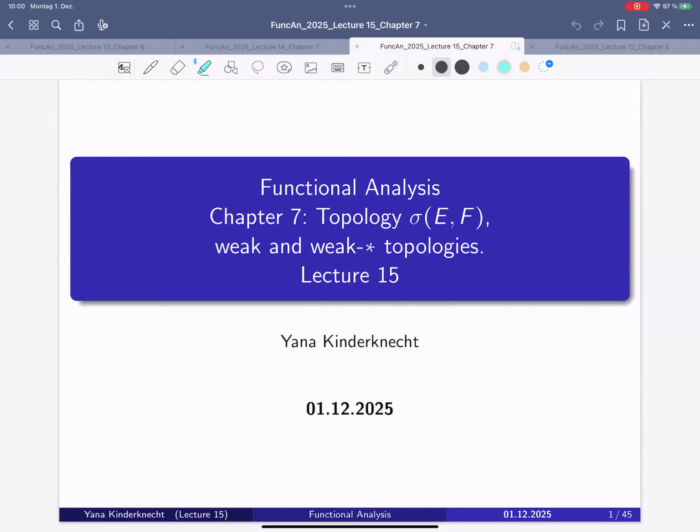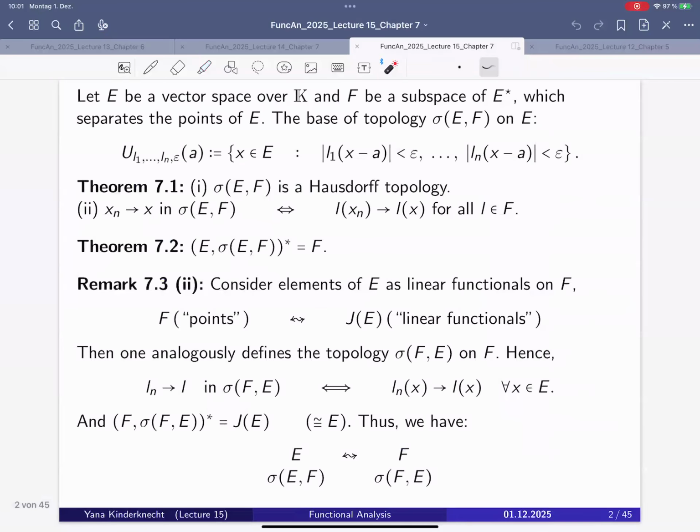Hello everybody. Today we have lecture number 15 and we continue our discussions in the frame of chapter 7 about topologies. So the basic topology is this one and special cases are weak and weak star topologies. So first of all, I would like to summarize what we have already discussed last time. So it is in this slide.